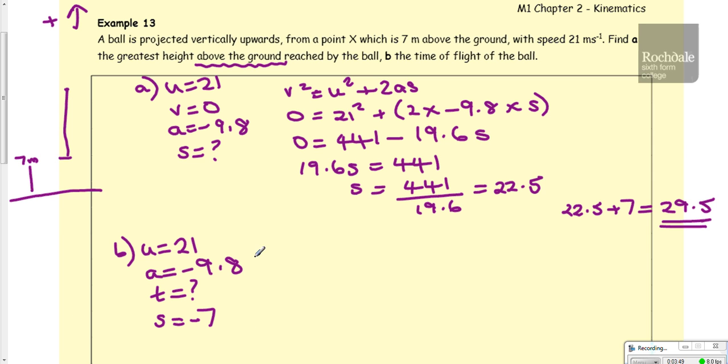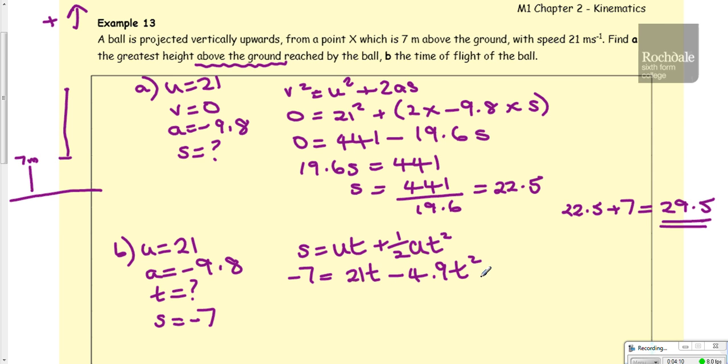Okay, so which equation? Well, it's going to be S equals UT plus the half AT squared. So S is -7, U is 21, so it's 21T. Half of A, half of that is -4.9 T squared. Now we've got a quadratic, but earlier on we just factorised this side by taking a t out. We can't do that in this case because we've got a 7 over on that side. So if I bring everything over to the left hand side, the 4.9 t squared will be positive, the 21 will become negative, and the 7 is negative. So we've got a quadratic equation that we need to solve.